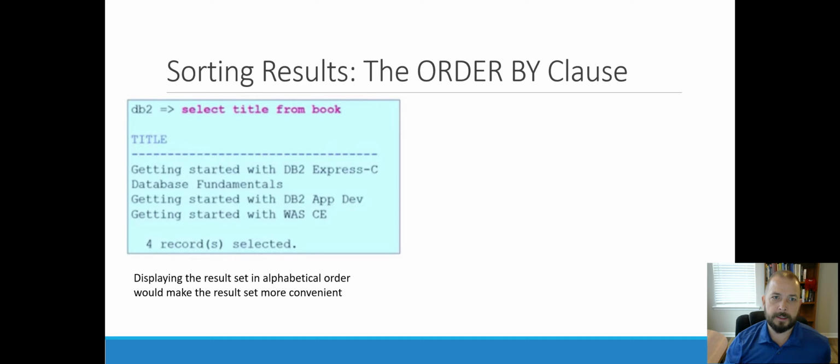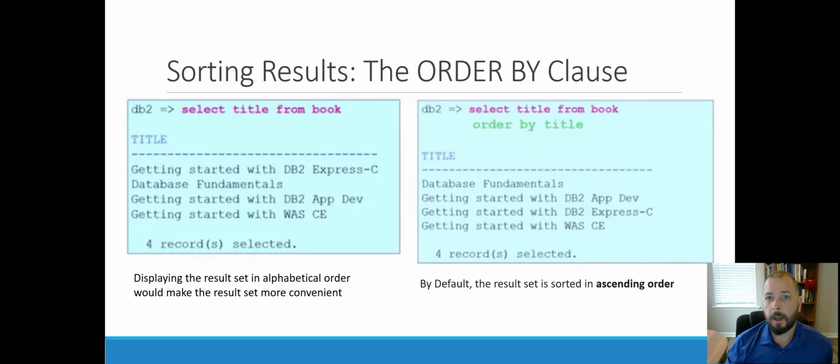So here I have select the title column from the book table. I return the title column. I have all this list of titles that are in my book column. If I want to display these results, for instance, in alphabetical order, because it makes it more convenient, I can use the order by clause, all right, where I'm ordering by that particular column. So select title column from the book table, and then order that title column alphabetically. By default, the results are going to be sorted in ascending order alphabetically. All right, so we can see that.